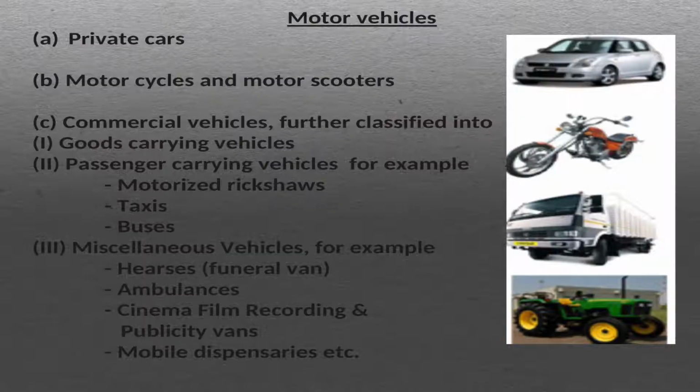For the purpose of insurance, motor vehicles are classified into three broad categories. First, private cars; second, motorcycles and motor scooters; third, commercial vehicles, which are further classified into goods carrying vehicles, passenger carrying vehicles, for example motorized rickshaws, taxis and buses. Then miscellaneous vehicles, for example hearses, meaning funeral vans, then ambulances, cinema film recording and publicity vans, mobile dispensaries, etc.